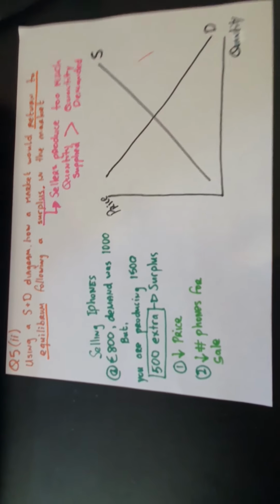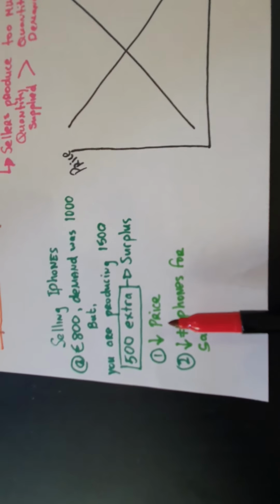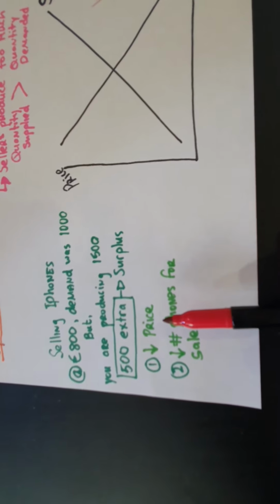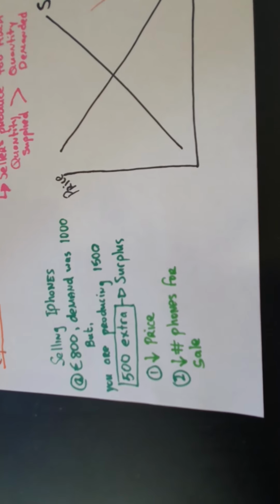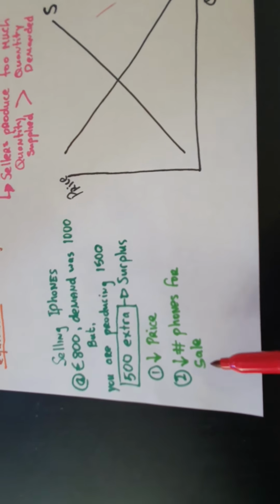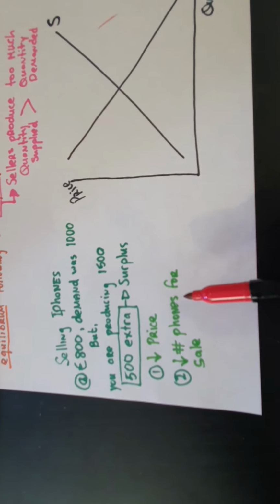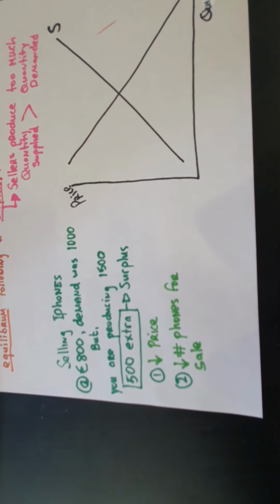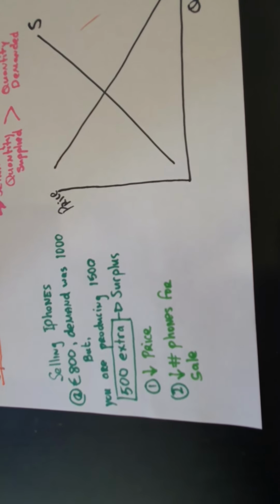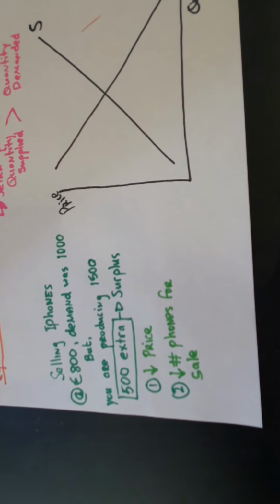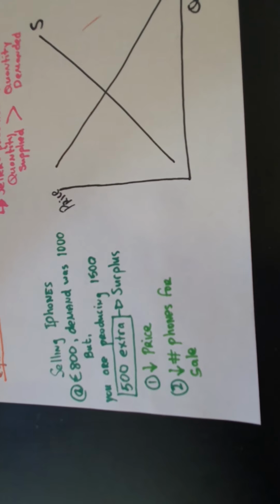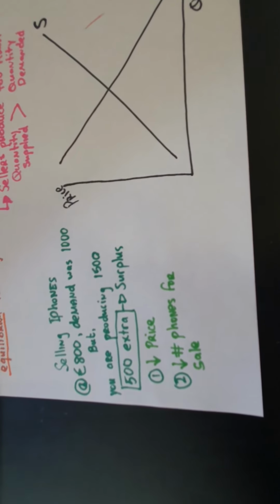So 2 things you could potentially do. The first one is drop your price. If you drop your price, the chances are you're going to sell more. The other thing you could do, which wouldn't be as common, but it's still a possible solution, is to drop the number of iPhones that you make available for sale. So if you restrict the amount that you're actually going to sell, that would stabilize the value of your iPhones, but it's still not going to help you a whole lot with your extra stock. It's simply just going to stabilize the value and the price of them.